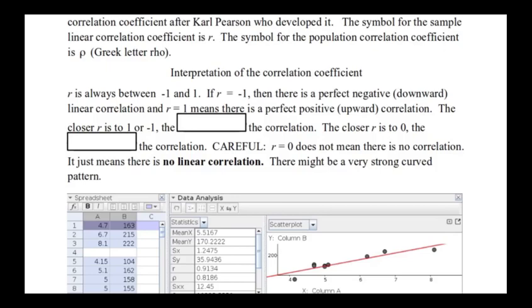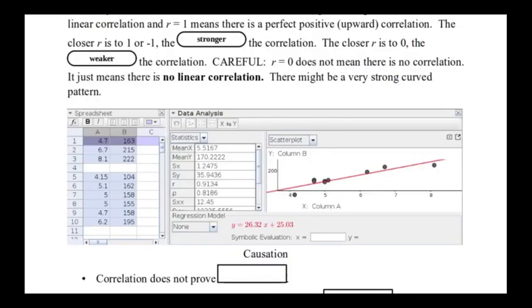If r equals -1, then there is a perfect negative, that means downward, linear correlation. And r equals 1 means there is a perfect positive, that is upward, correlation. The closer r is to 1 or -1, the stronger the correlation. The closer r is to 0, the weaker the linear correlation. But be careful, r equals 0 does not mean there's no correlation. It just means there's no linear correlation. There might be a very strong curved pattern.